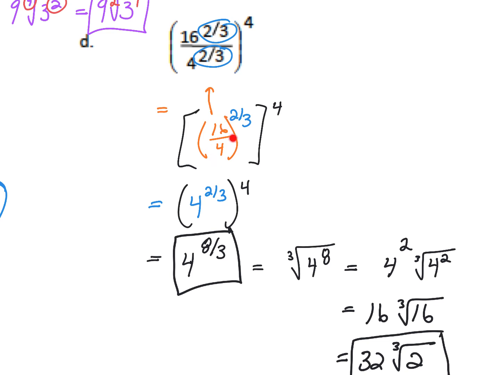And then I was like, 16/4, I know what that is. 16 divided by 4, that's easy, that's 4. And then I had 4 to the 2/3, because there's still that 2/3 there. So 4 to the 2/3, I could just multiply then 4 times 2/3, that's 8/3. And that's also a great answer, you know, it's reduced.